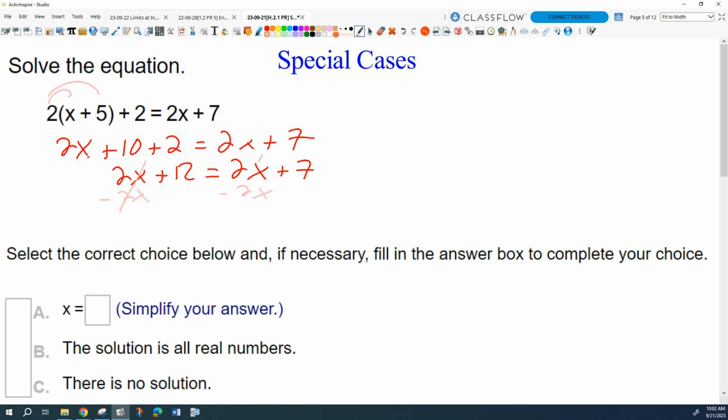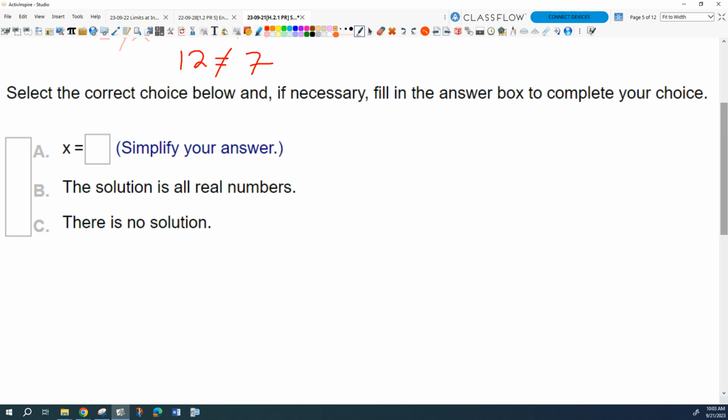And again, the variables cancel, but this time I'm left with a false statement, 12 equals 7. Well, that's not true. So how do we interpret that? If we solve a linear equation, the variables fall away, and I am left with a false statement. No solution. Okay, good. So you're remembering all this. So then this one is that guy. There's no solution.